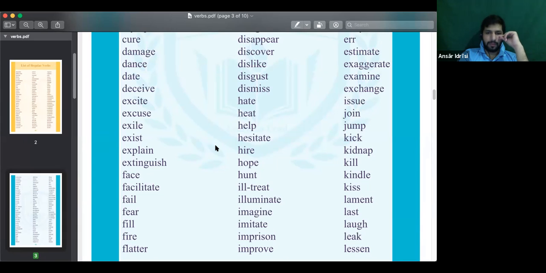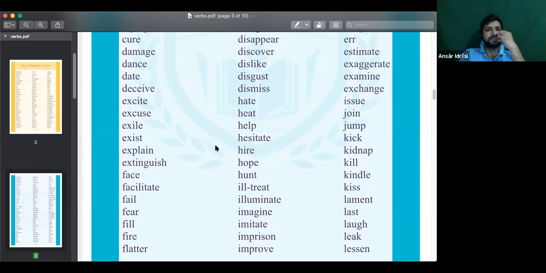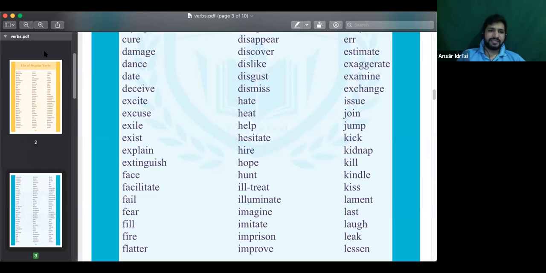We need to exaggerate. Do we need to exaggerate? We don't need to exaggerate. Exaggerate. Very good. Next. We need to join. Do we need to join? We don't need to join. Very good. Next.